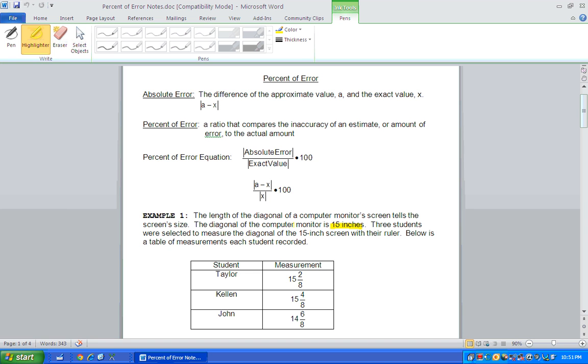Our next lesson is on the percent of error, and the purpose of this lesson is to understand the difference between absolute error and percent of error, and then how to use the percent of error equation. So let's first talk about the difference of those terms.